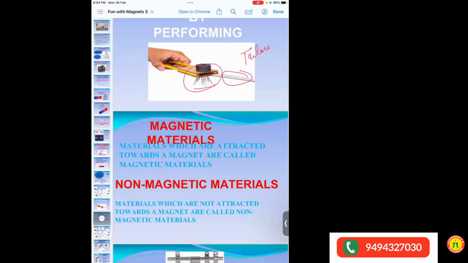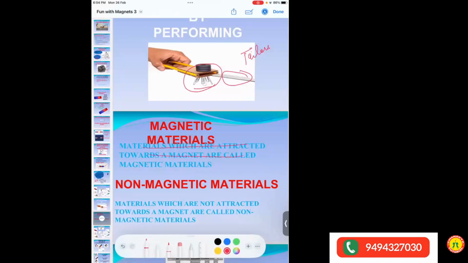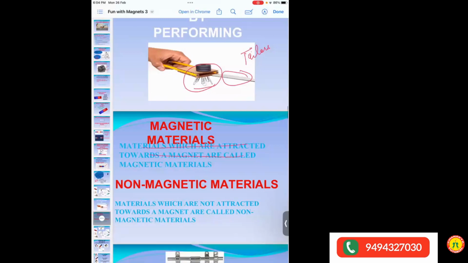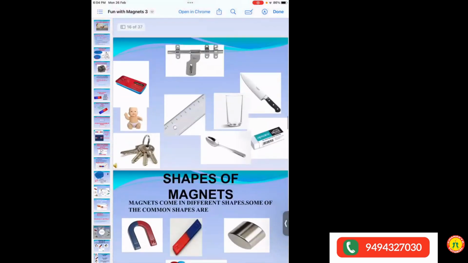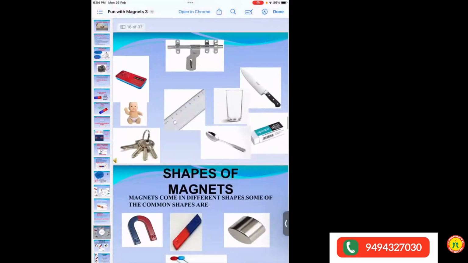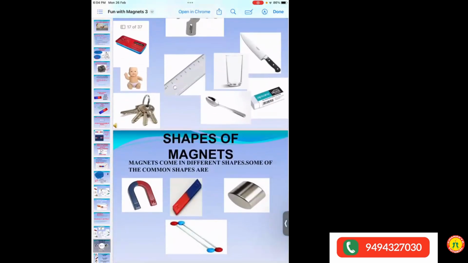So magnetic materials, the materials which are attracted towards a magnet, are called magnetic materials, and the non-magnetic, the materials which are not attracted towards a magnet, are called non-magnetic materials. So here, some of the examples are given, some are magnetic and some are non-magnetic.